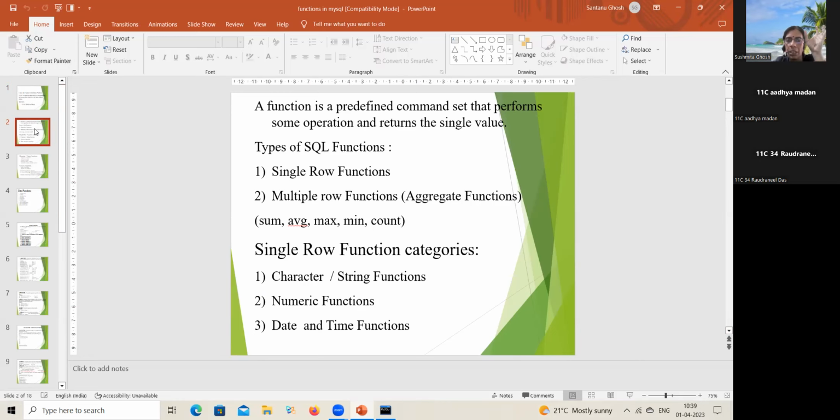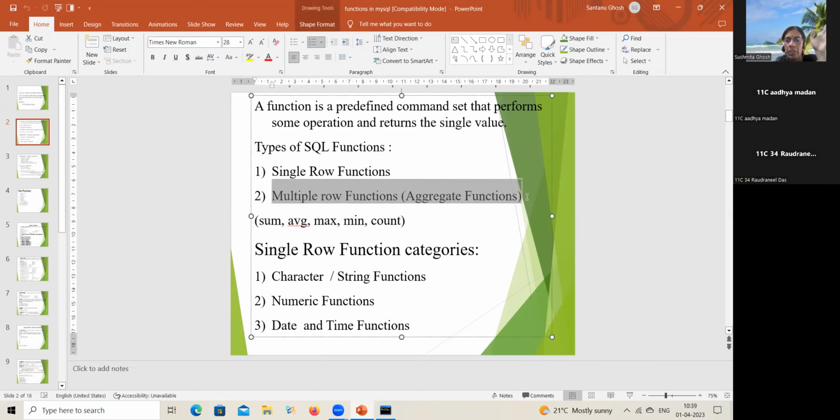Now SQL functions are of 2 categories mainly. One is the single row functions and the other is the multiple row functions, or as we call them, aggregate functions. Mind you, this year they have asked a question to identify the name of some average, max, min, count functions, and it was an MCQ question. So a person had to identify this name, either aggregate or multiple row. They had given single row also, they had given scalar function also. So it is important to remember that multiple row functions are called aggregate functions, and why?